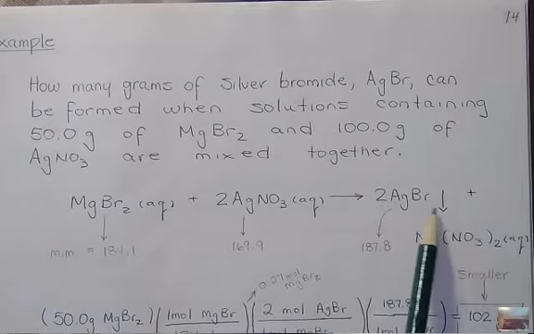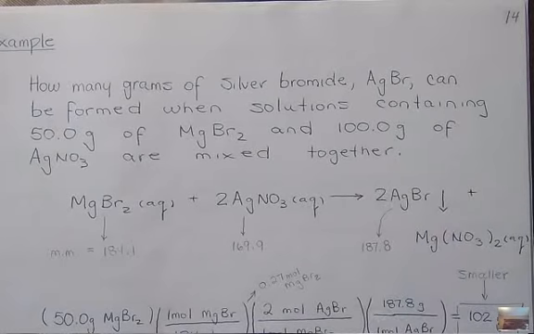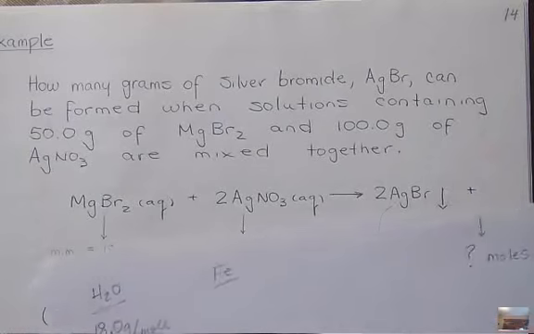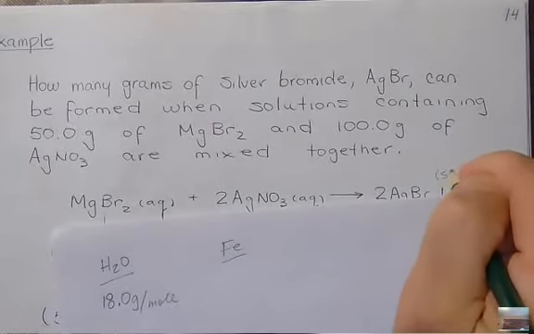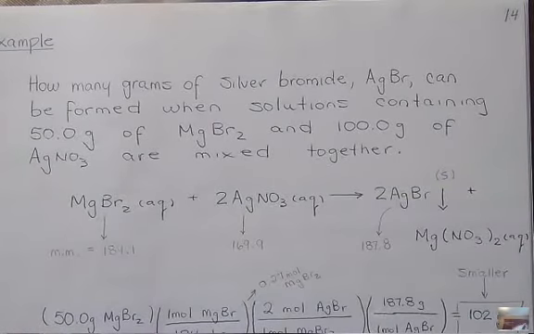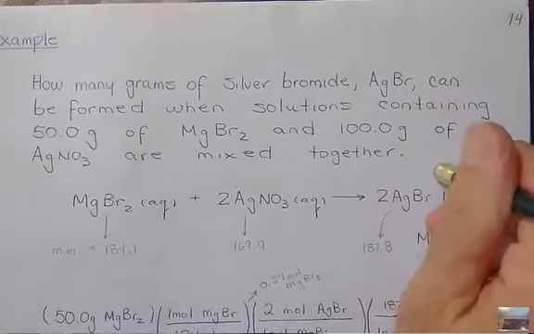Okay? This guy here, the little line going down, we would usually write it as solid, right? You're making this thing, it's a solid. The line going down means it forms a precipitate. Okay?